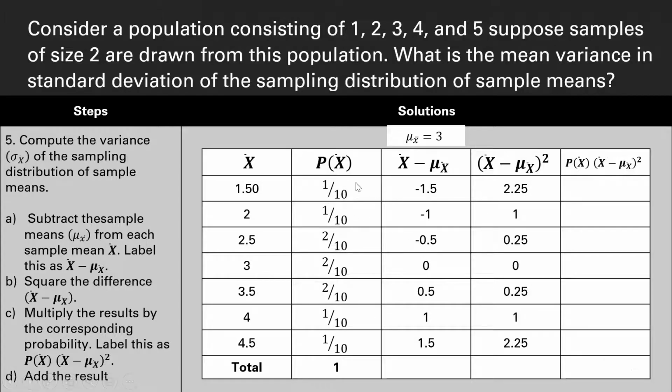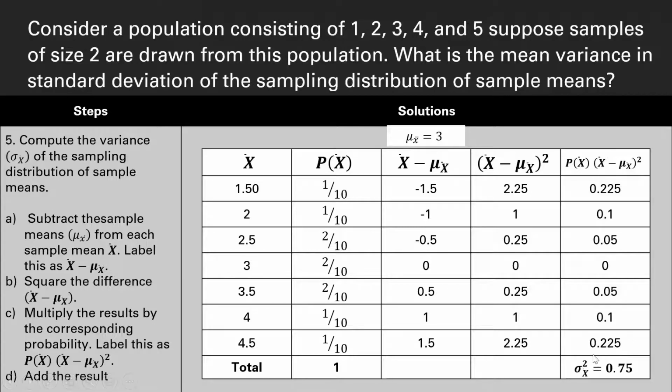Next, we're going to multiply this by the corresponding probability. So that is 1 over 10 times 2.25, which is 0.225. 1 over 10 times 1 is 0.1. 2 over 10 times 0 is 0. 2 over 10 times 0.25 is 0.05. 1 over 10 times 1 is 0.1. 1 over 10 times 2.25 is 0.225. Then the result is the variance of the sampling distribution of sample means. So adding these is equal to 0.75.